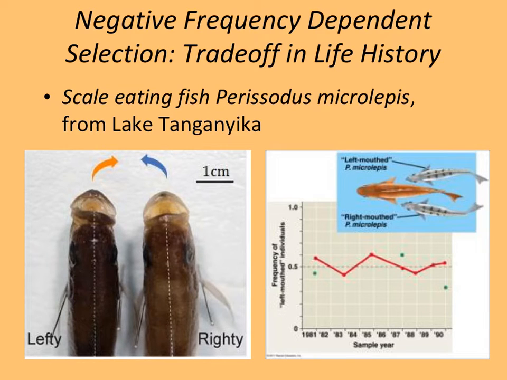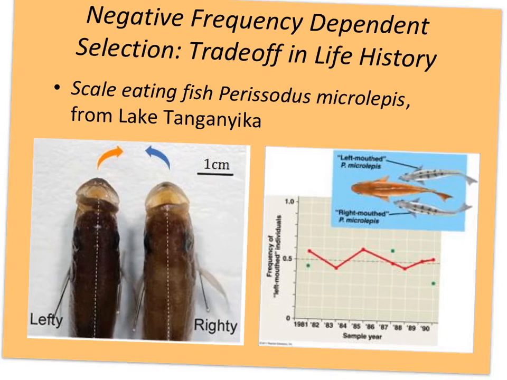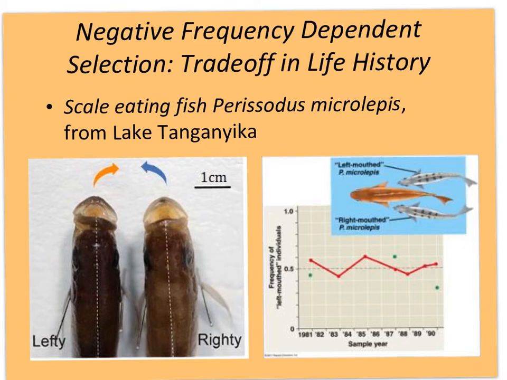Now, here's the fish that we're looking at, and we see that there's actually two morphs. There's one where the head is kind of turned to the left. It's all kind of asymmetric. And the other one where it's turned to the right. Okay?